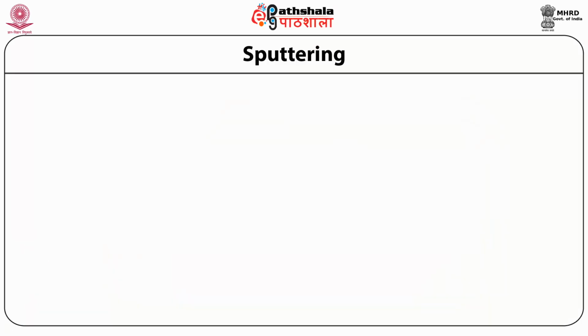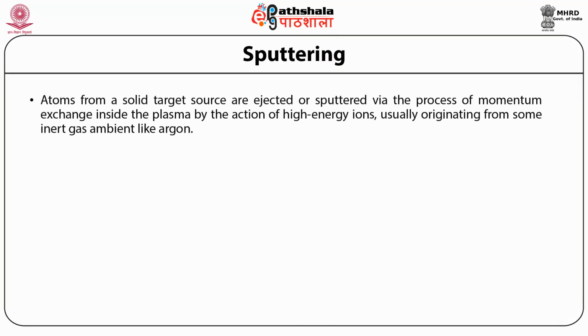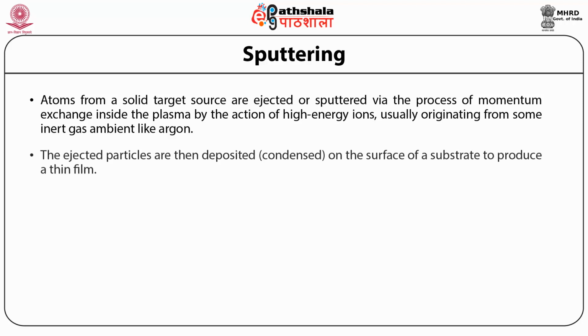Sputtering. In the sputtering technique, atoms from a solid target source are ejected or sputtered via a process of momentum exchange inside the plasma by the action of high energy ions, usually originating from some inert gas ambient like argon. The ejected particles are then deposited or condensed on the surface of a substrate to produce a thin film.